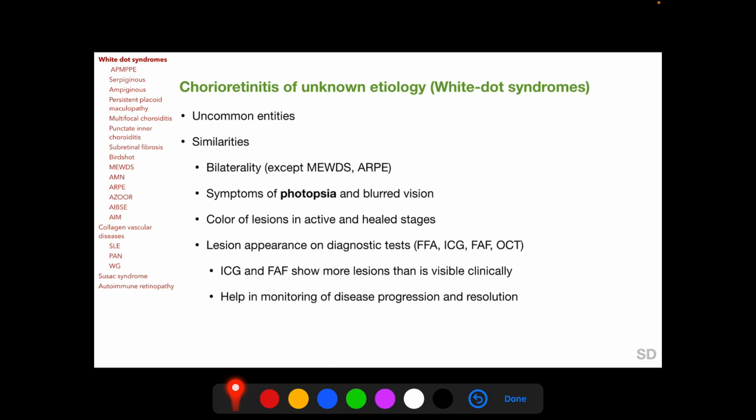The color of the lesions in active and healed stages are more or less similar among the white dot syndromes, and the lesion appearance on diagnostic tests such as fundus fluorescein angiography, indocyanine green angiography, fundus autofluorescence and optical coherence tomography are more or less similar. And typically, indocyanine green angiography and fundus autofluorescence reveal more lesions than is visible clinically on examination, and they help in monitoring the course of the disease, whether the disease is progressing or resolving.